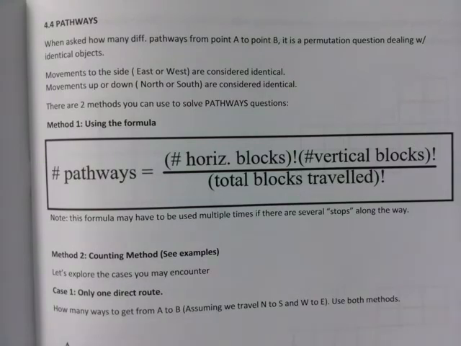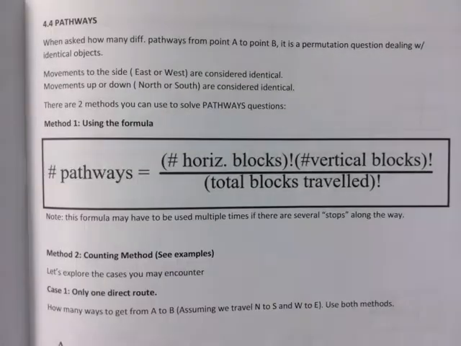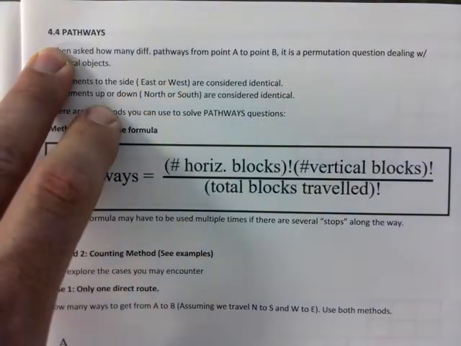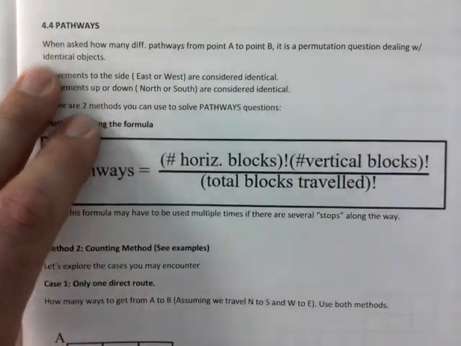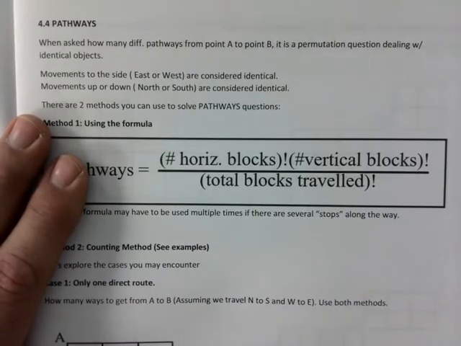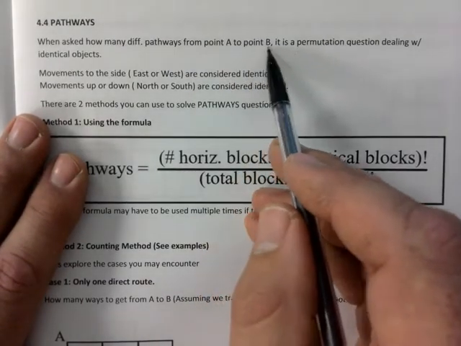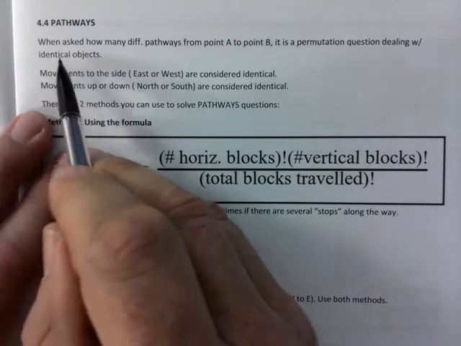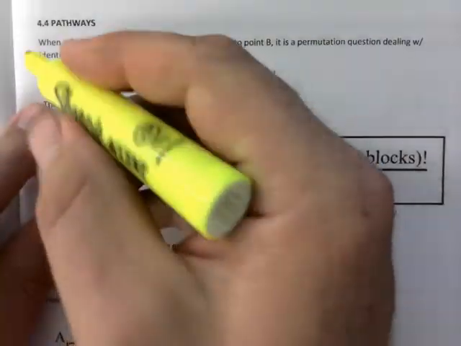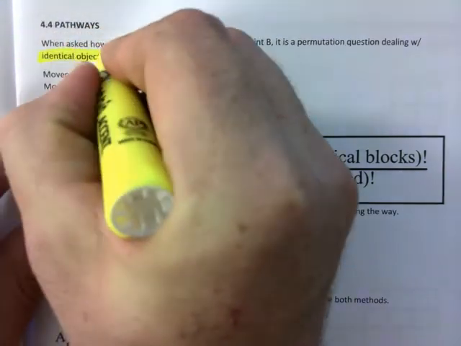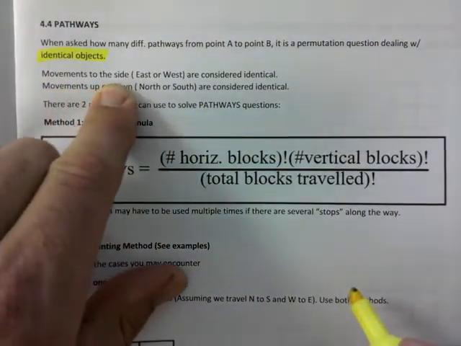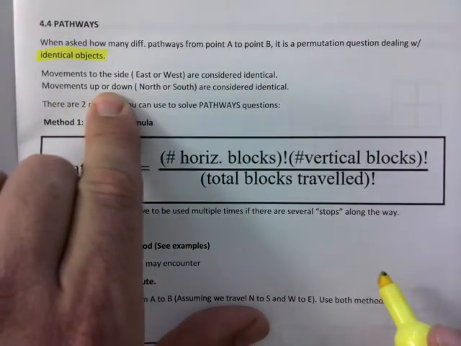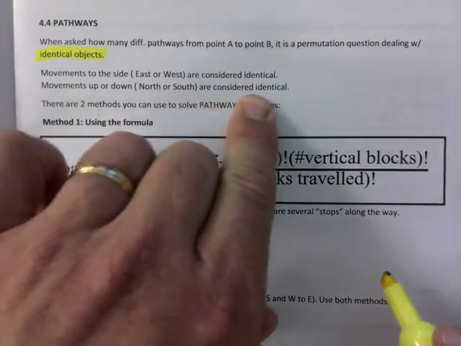Pathways, because that's really what this section is still dealing with. Identical. We're still in the same section, but it's a little different. When asked how many different pathways from point A to point B, it is a permutation question dealing with identical objects, right? Movements to the side, east or west, are considered identical. Movements up or down, north or south, are considered identical.